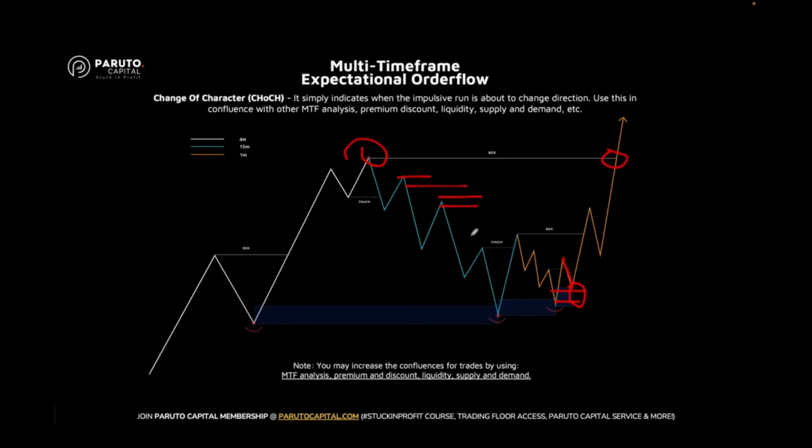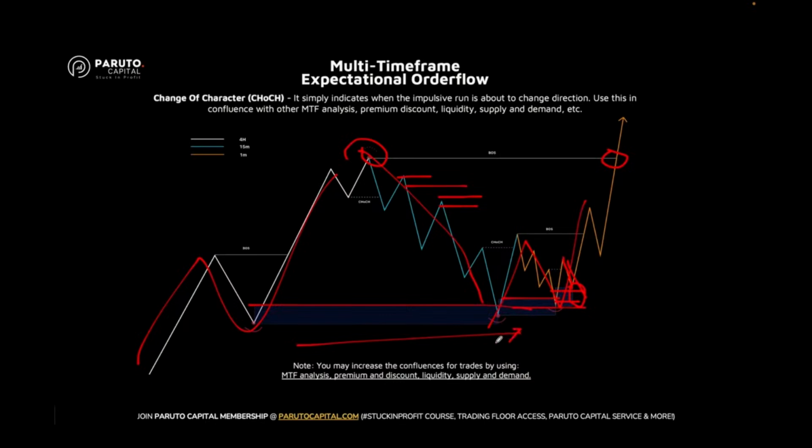So the expectational order flow concept is to say that because the market is trending up, we expect the market to continue to trend up. So eventually we expect that this will be protected, and that all of the zones will also be protected. The expectational order flow is that the market is always going to obey market structure.